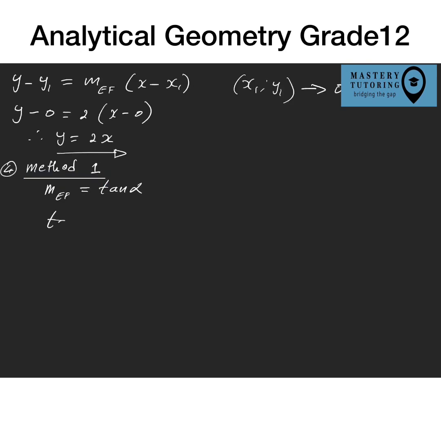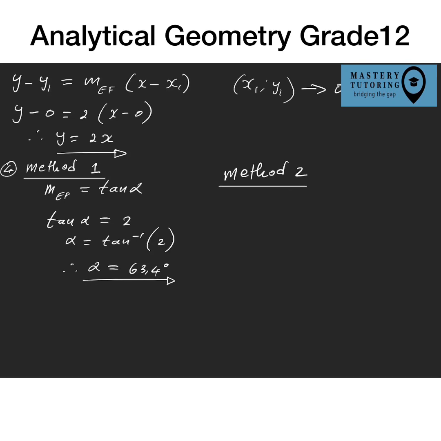Okay, so we know that tan alpha is equal to the slope, which is 2, so we put 2 there. And then alpha will become, now we have to put this in our calculator. So now I'm punching this in my calculator, and it gives me 63.4 degrees as my angle of inclination. So that's the angle of inclination for line EF. This was method 1. Let us go to method 2.